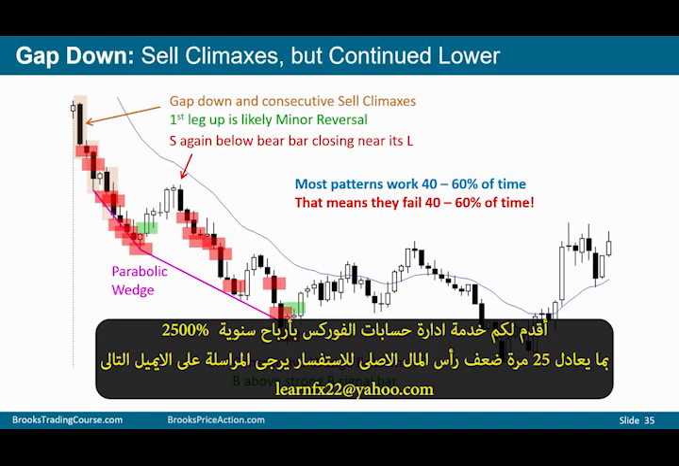The way I look at it is most patterns work 40 to 60% of the time. And that means they fail 40 to 60% of the time. So anytime you see a pattern, no matter how good it is, always be prepared for it to fail and always think about the possibility of taking a trade in the opposite direction when the original pattern fails.